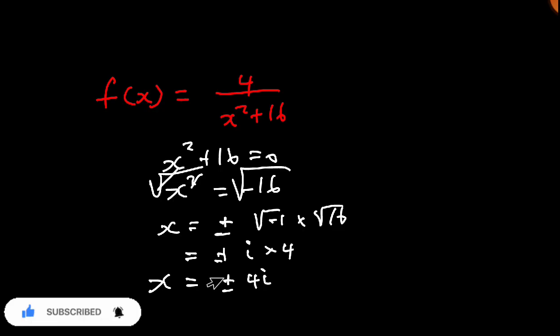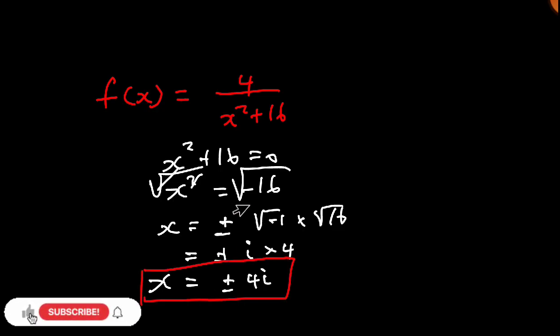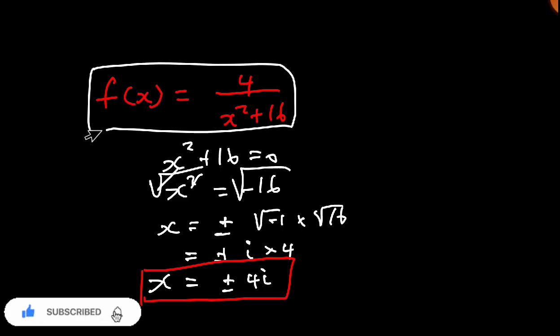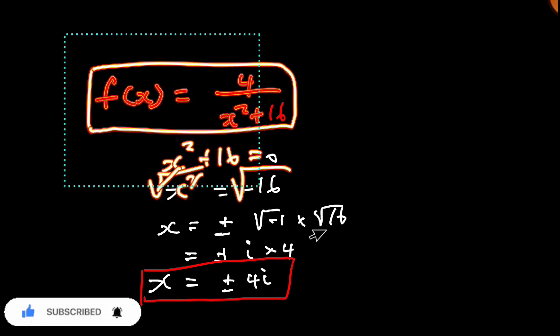So this is an imaginary number, and at this point we say that the vertical asymptote does not exist because it doesn't apply to an imaginary number. If we graph this function, we are not going to see any vertical asymptotes on the graph. So that's the reason.